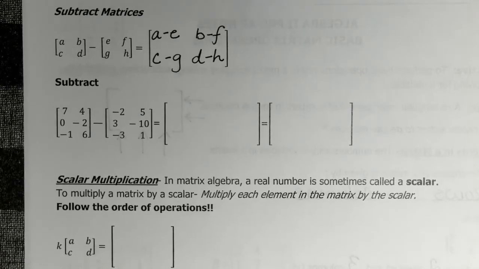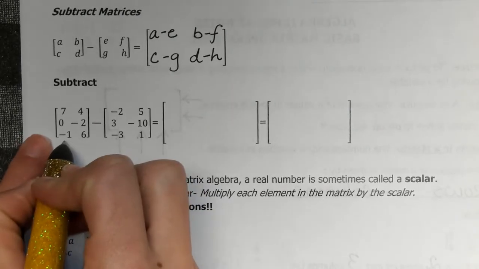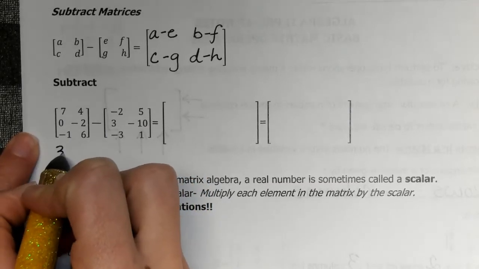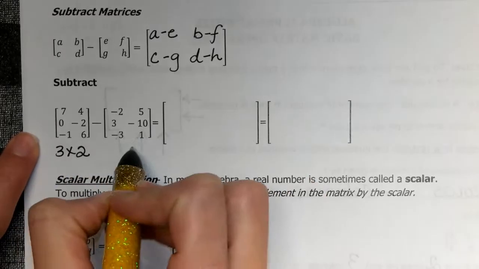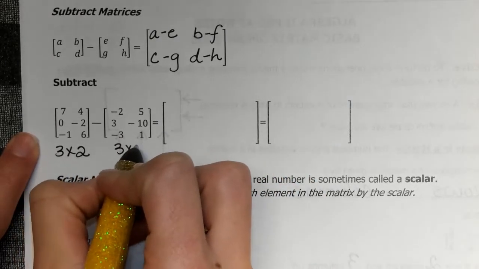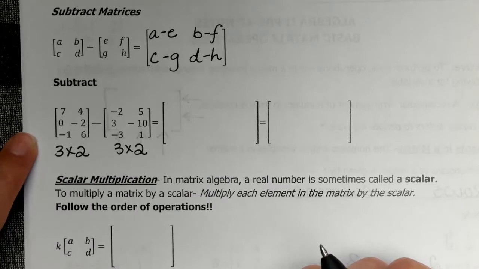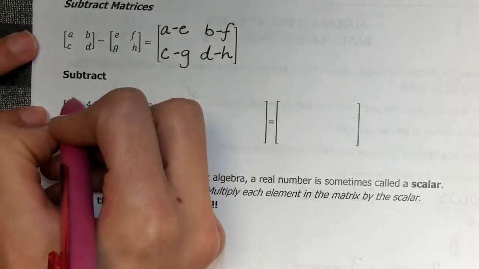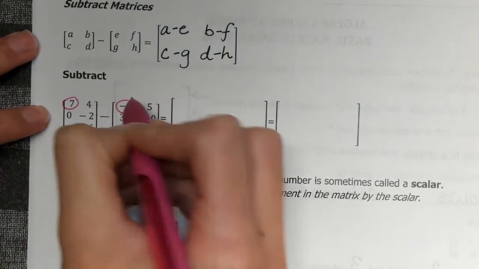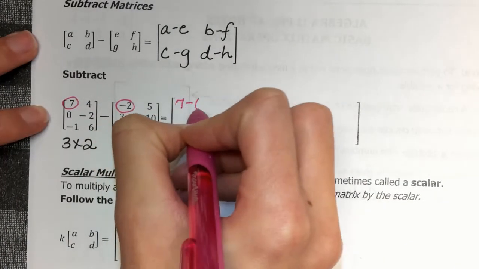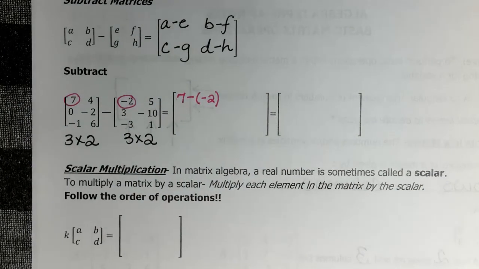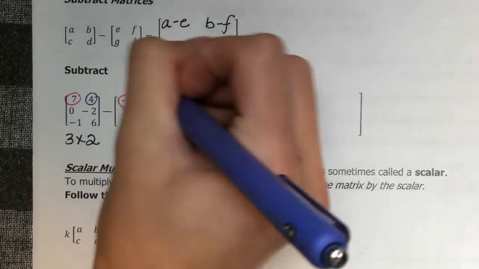So if I'm looking at this one, what type of matrix is this? What are my dimensions? A 3 by 2, and what about the second one? 3 by 2. They're the same dimensions, so I can do my corresponding elements. So I'm going to take 7 and subtract negative 2. Again, I'm just going to write it out so you can see what's happening. I do understand that's a plus, but I don't want to confuse people. Then I'm going to take 4 minus 5.